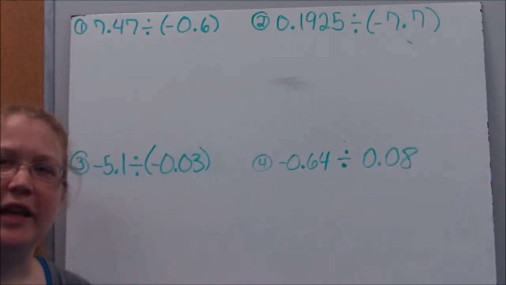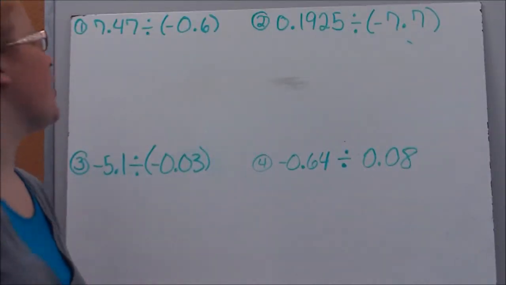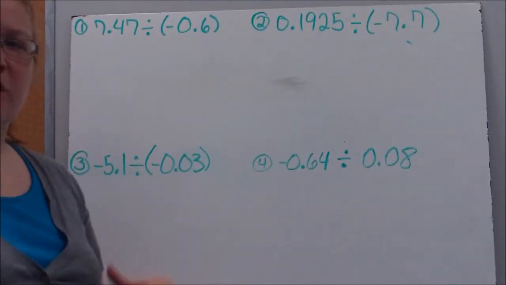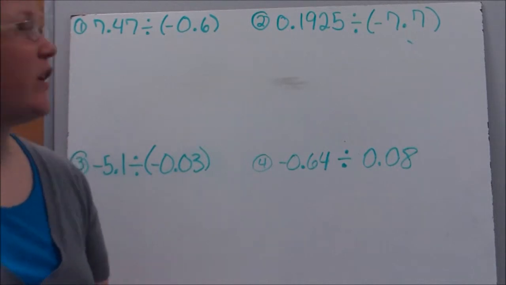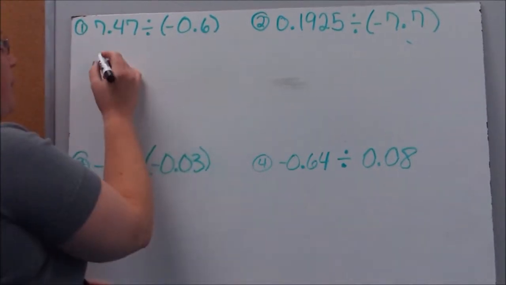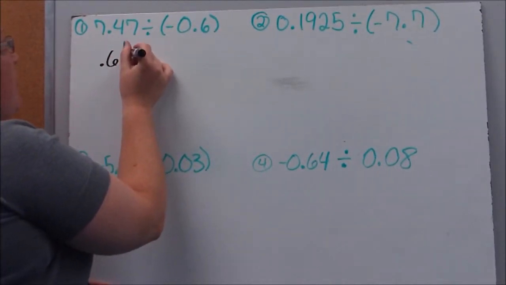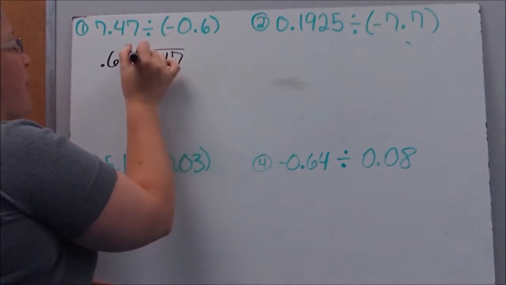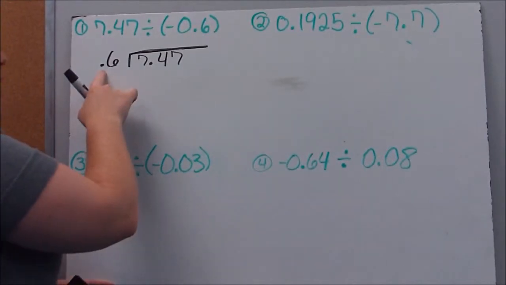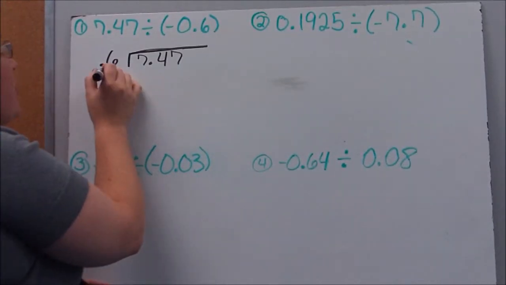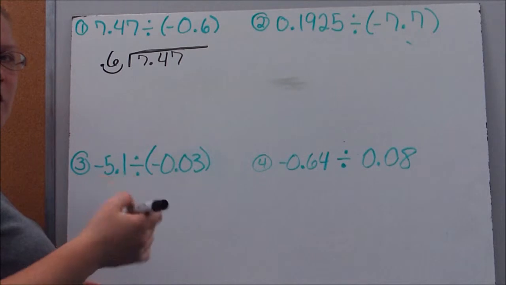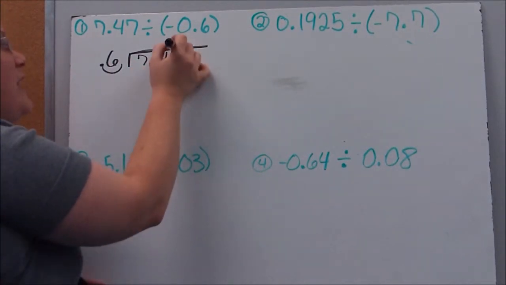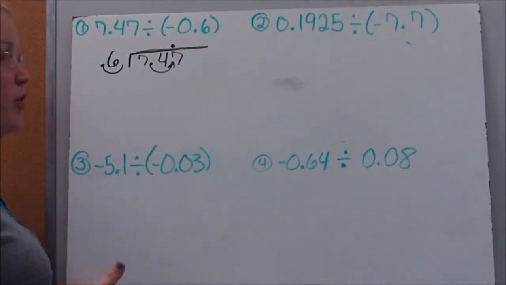All right, so we're just going to look at a few examples of this using our rules that we know. The first thing I'm going to do is the division first, then we'll go back and look at our signs and figure out what the sign of our answer should be. So I'm going to set up my division problem. I notice I have a decimal in my divisor, so I need to move it over. I moved it over one spot to make a whole number, which means I need to move it over one spot in my dividend. So that's where it's going to go in my quotient.